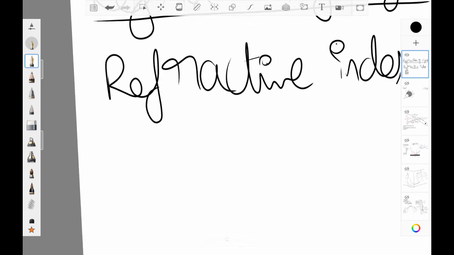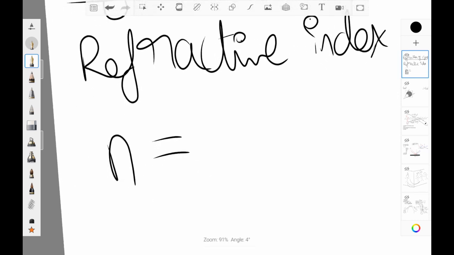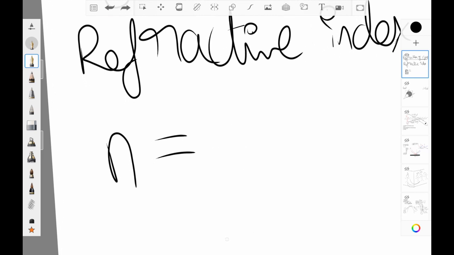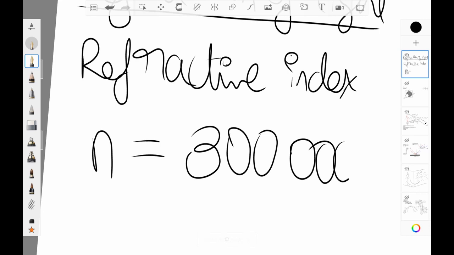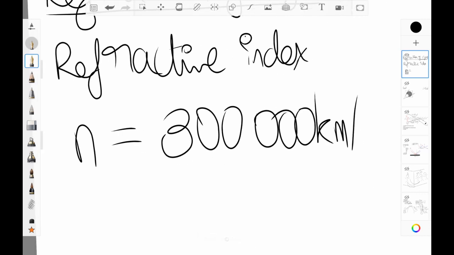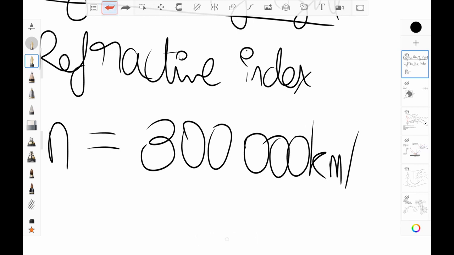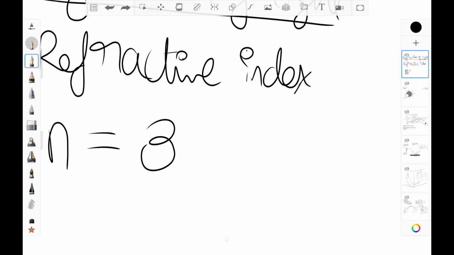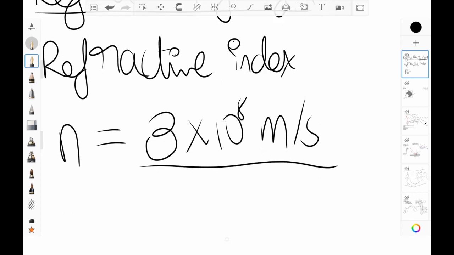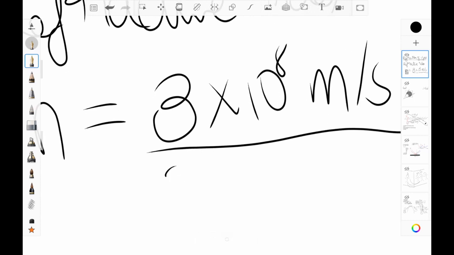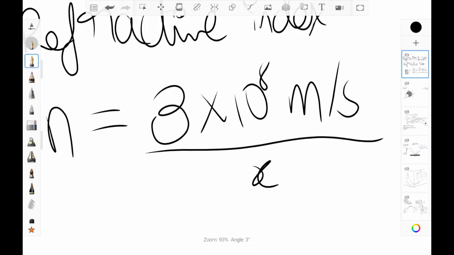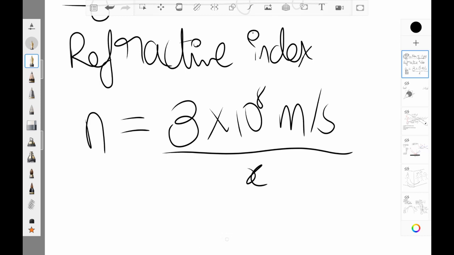So if you were to put this as a formula, refractive index, which is represented using a small letter n, is the speed of light in a vacuum, which is 300,000 kilometers per second, or let's simplify that to be 3 times 10 to the power 8 meters per second, over the speed of light in the medium. Let's just call that x, the speed of light in the medium. So this is one formula for n.